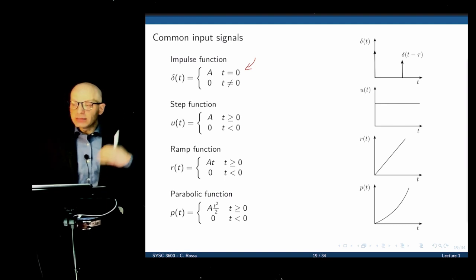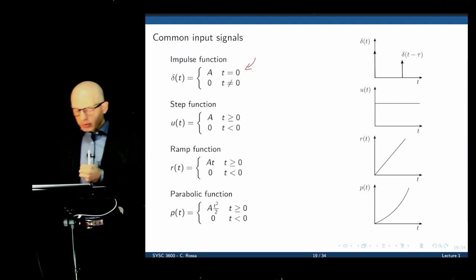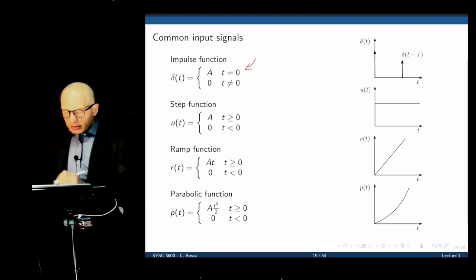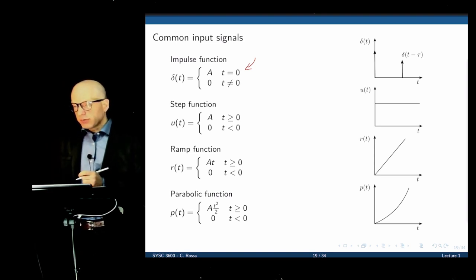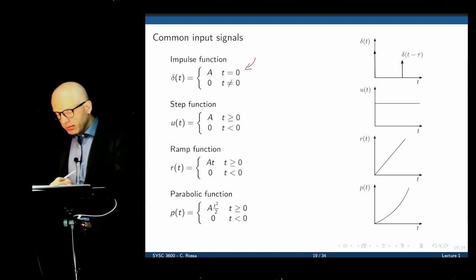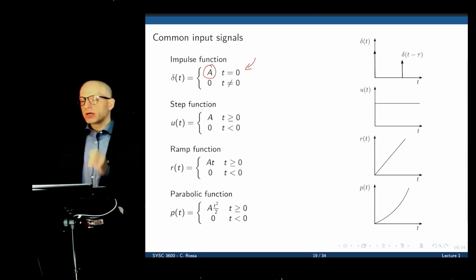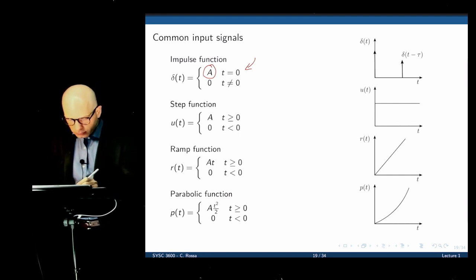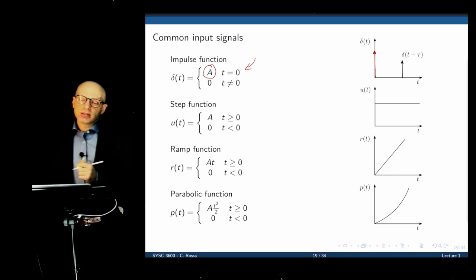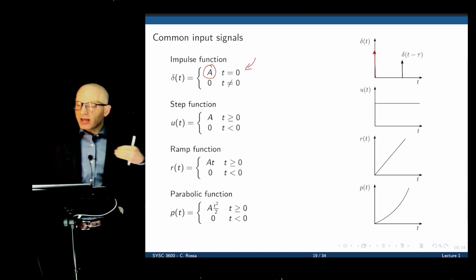The name describes it all. It's an impulse given to the system. And mathematically, it's going to be represented by the delta function. So the delta function applies a magnitude A when time equals zero, and a magnitude of zero elsewhere, for all other times. So we can represent this mathematically by this arrow pointing up. And this arrow here represents that impulse provided to the system at time zero.